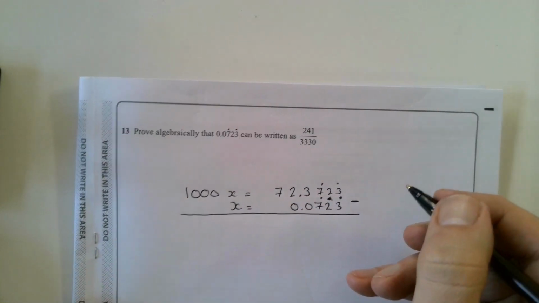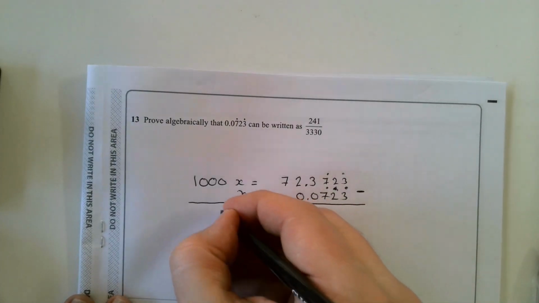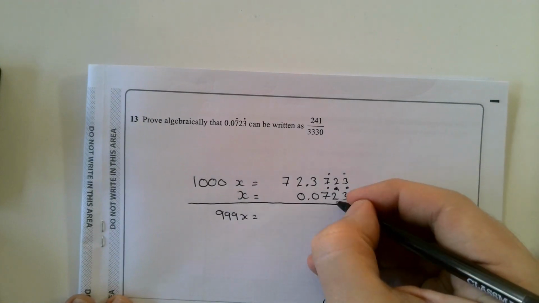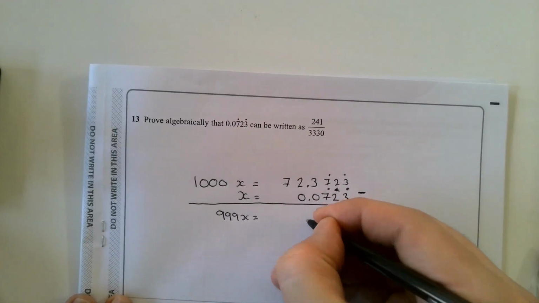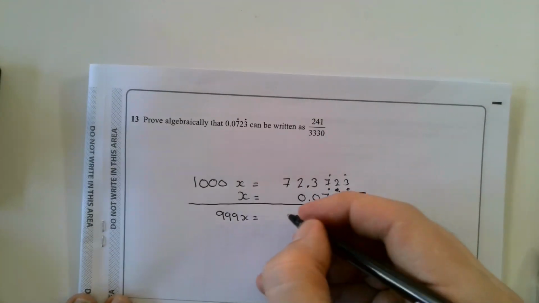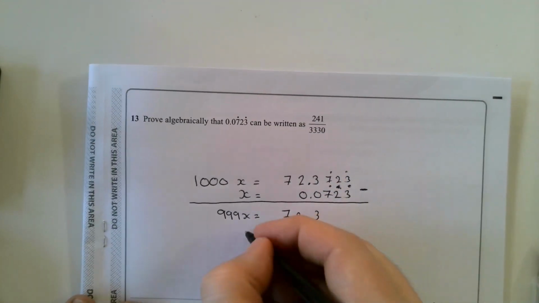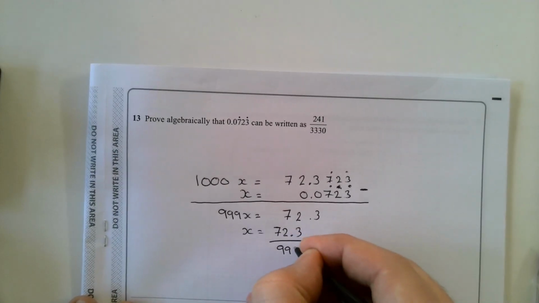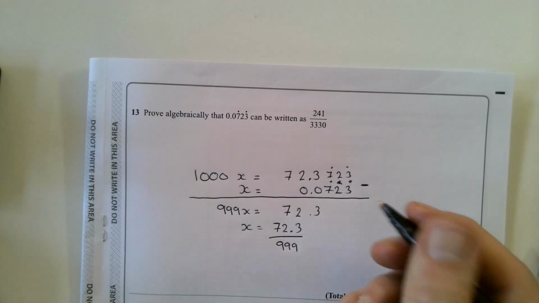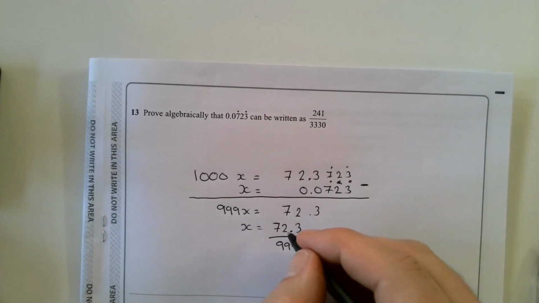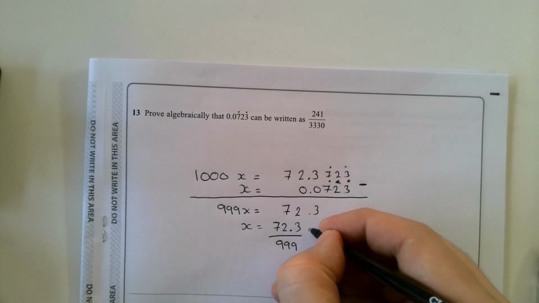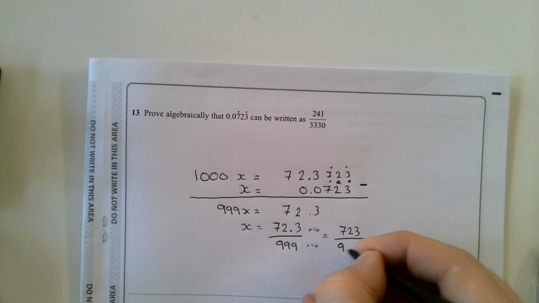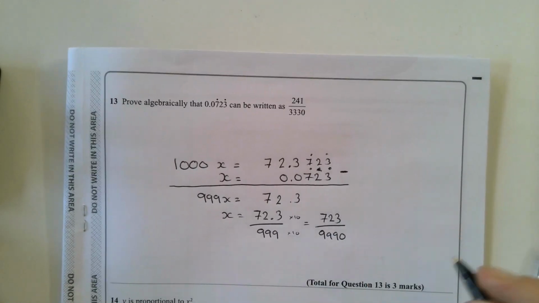So if I subtract 1,000x subtract 1x, that gives me 999 x's. These 3's cancel, these 2's cancel, these 7's cancel. 3 subtract 0 is 3. 2 subtract 0 is 2, and 7 subtract 0 is 7. So that tells me that 1x is that 72.3 split 999 ways. Now, I don't like the fact that there is a decimal in my fraction, so I'm going to times the numerator by 10, and my denominator by 10, and that gets me to 723 over 9,990.